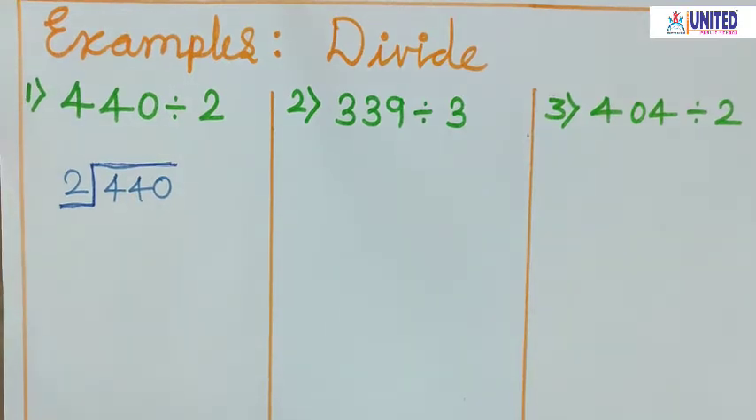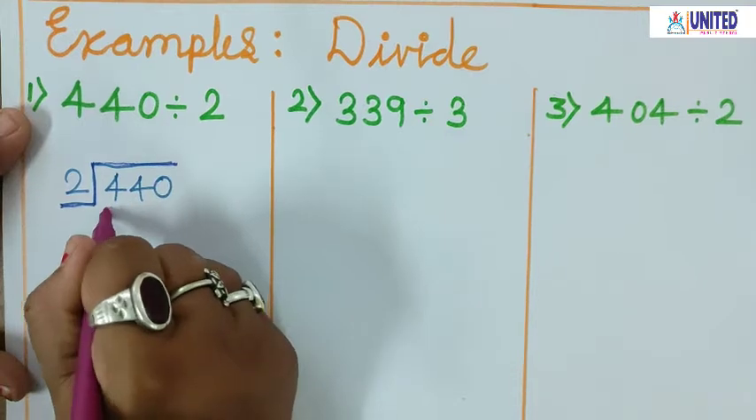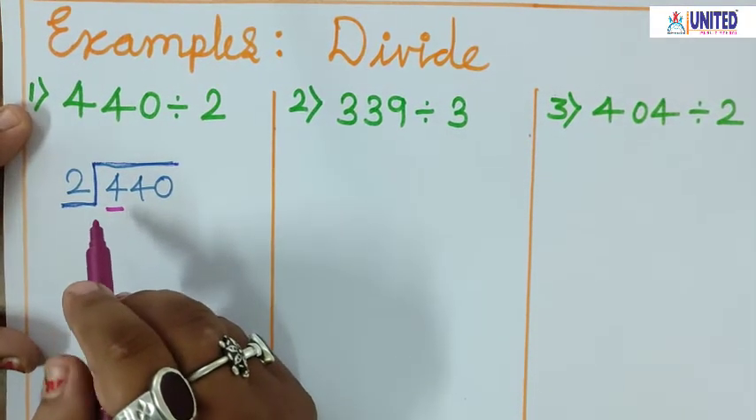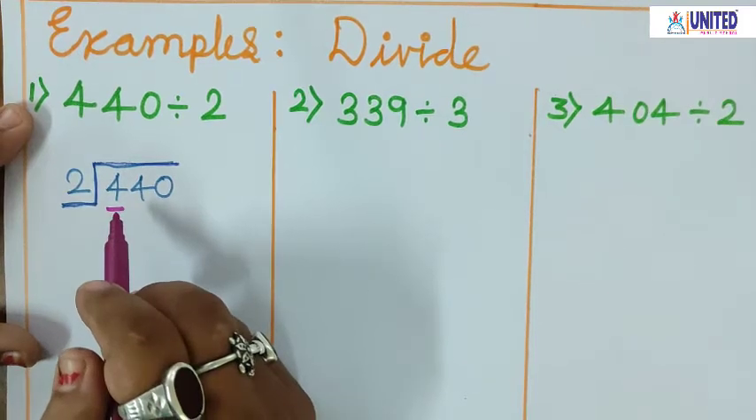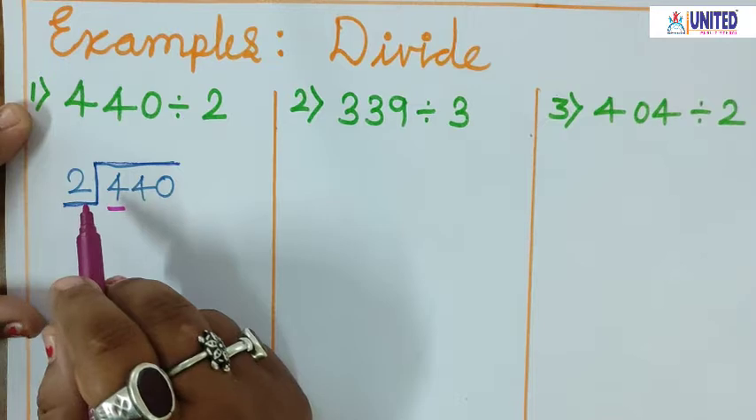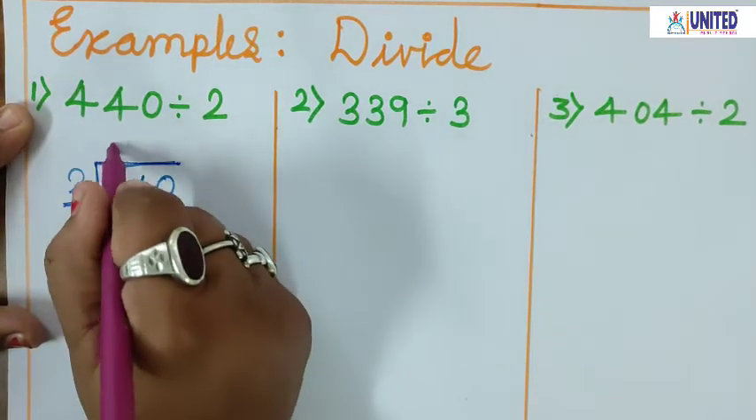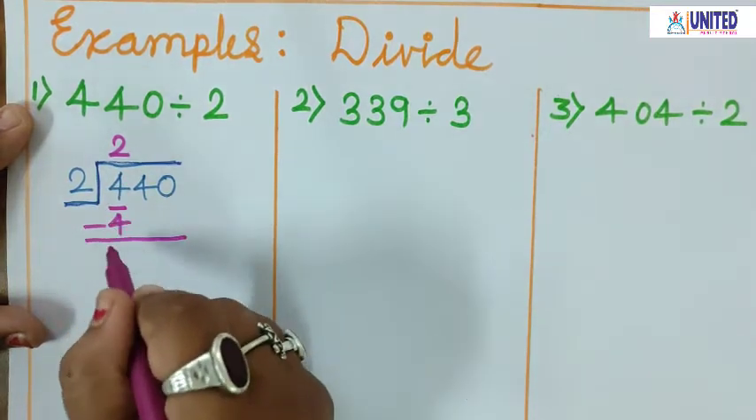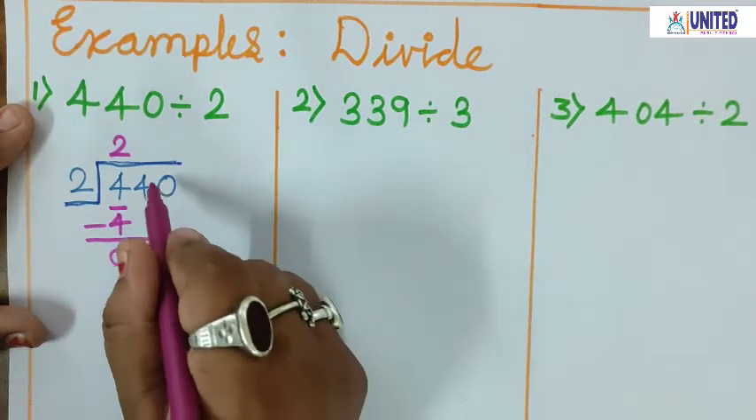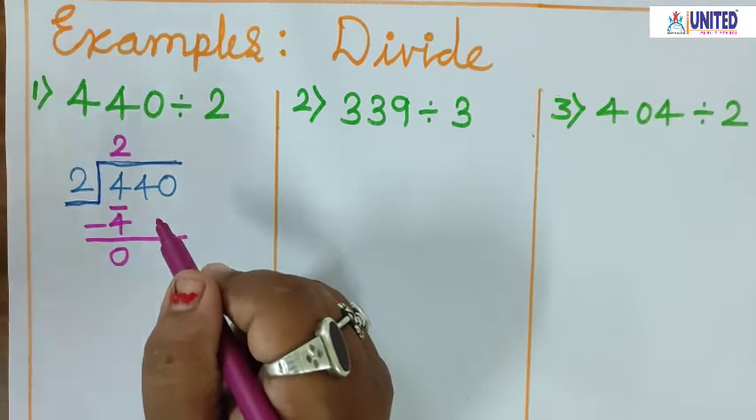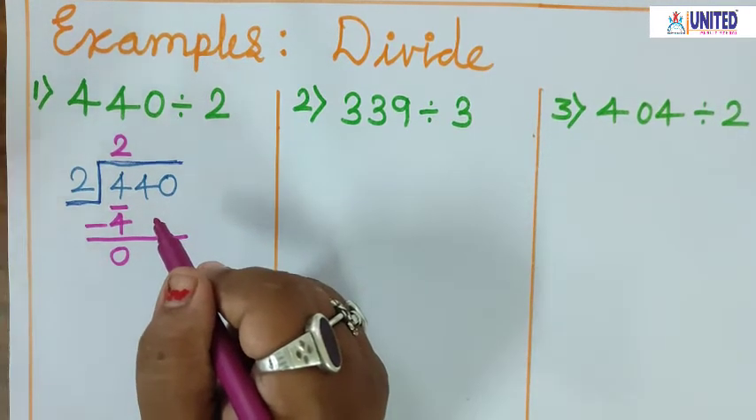Okay, so first of all, check the first number. So what is the first number here? 4. So check, 4 is greater than or equal to 2. Yes, it is greater than 2. So we can divide the first 4. Right? So 4 comes in the 2 table. Yes, 2 2s are 4. Right? Now 4 minus 4 is 0. Now 2 numbers are remaining, 4 and 0. But at a time you have to take down only one number.